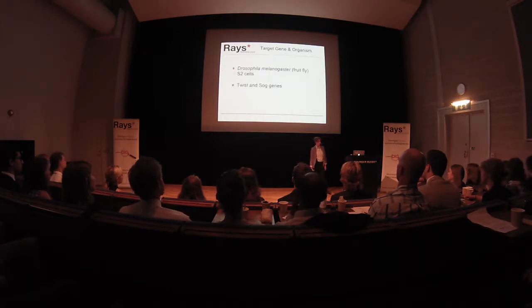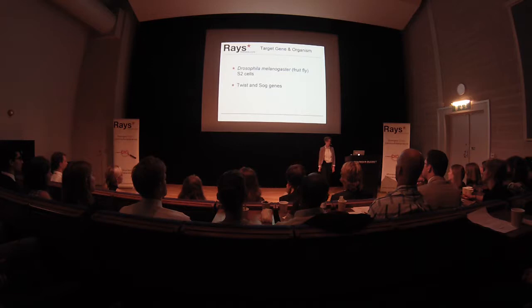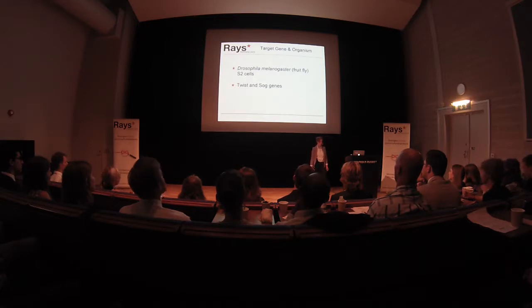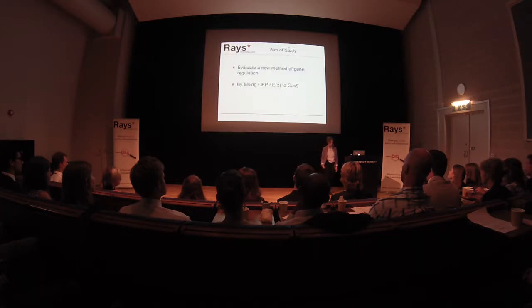The organism that I am genetically modifying, in a way, is Drosophila melanogaster, which is the common fruit fly. Specifically, I am working with S2 cells, which are derived from embryos of fruit flies that are about 20 to 24 hours old. The genes that I'm targeting are twist and SOG genes, so I have two separate experiments, one with the CBP molecule and one with the EZ molecule, CBP targeting the twist gene and EZ targeting the SOG gene. So now that I've explained a bit about the concepts behind my project, what is it that I've done?